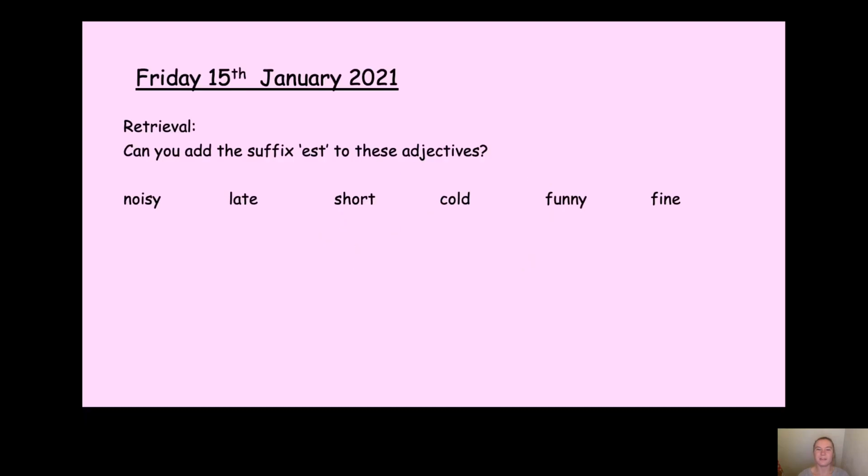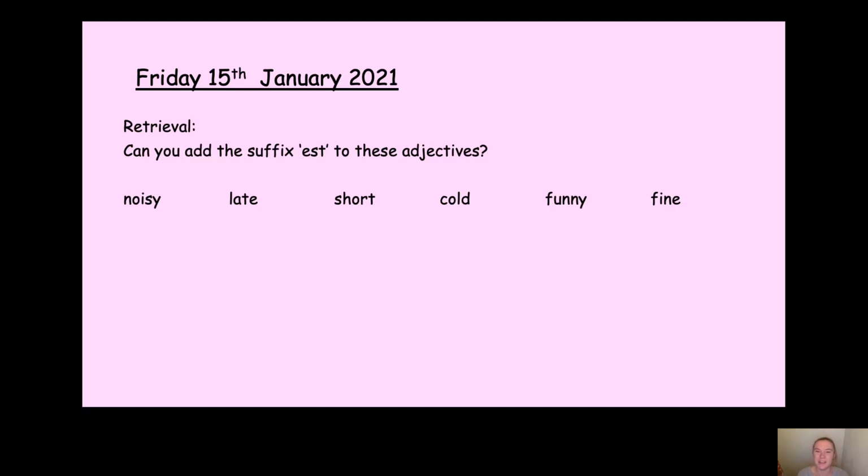Okay, Year 2. Brilliant, well done. I can hear you all the way from here. You really know your sounds, don't you? So we're going to start with today's retrieval activity, seeing how much we can remember from the last few lessons. You need to add the suffix est to these adjectives to make them superlative adjectives. So try and remember the rules that we learnt yesterday and change these words. Pause the video now and have a go.